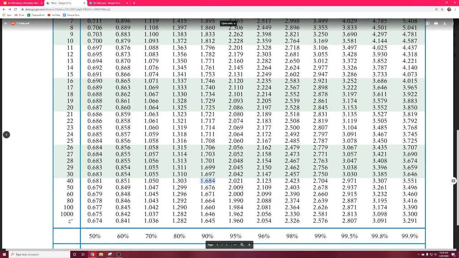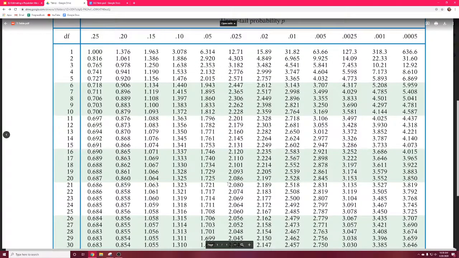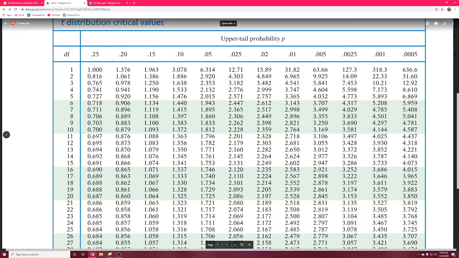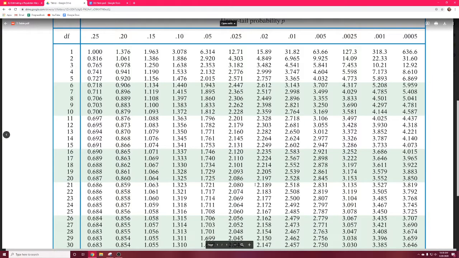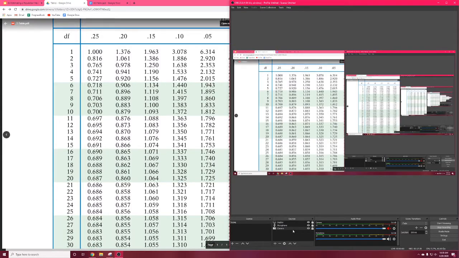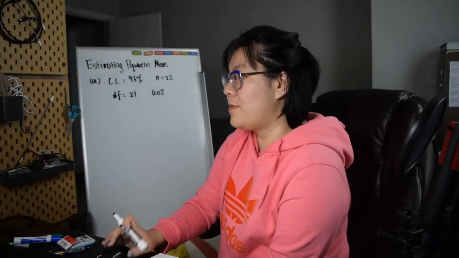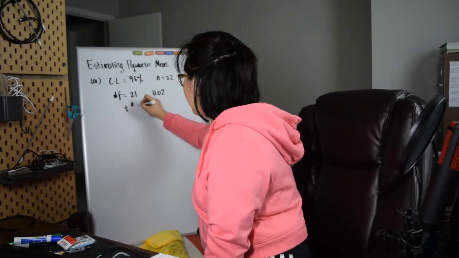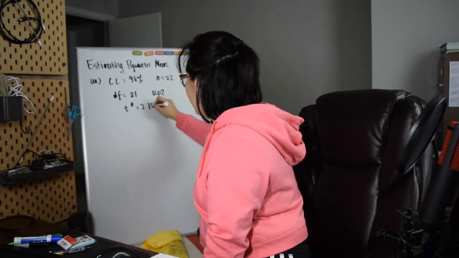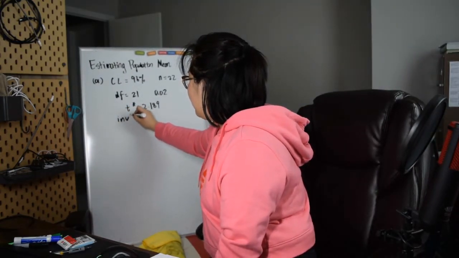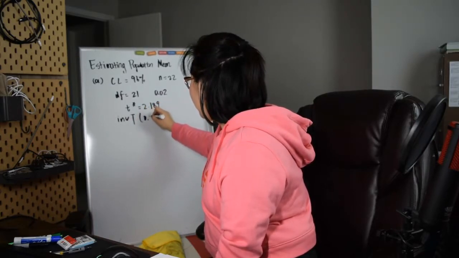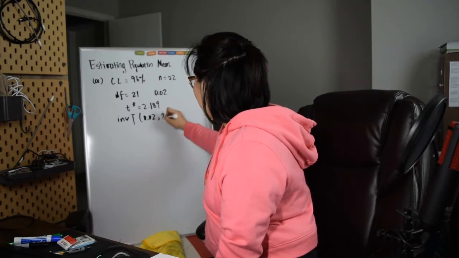When you check your table, let's look at the table. 0.02 over here, and then you go to 21. Got it. 2.189. And to use the calculator, you will have inverse t, 0.02 and degrees of freedom 21.